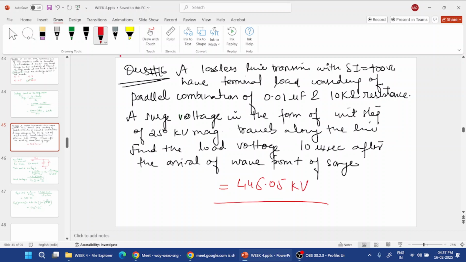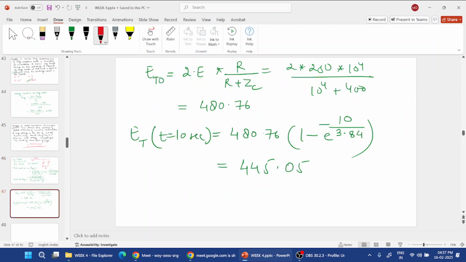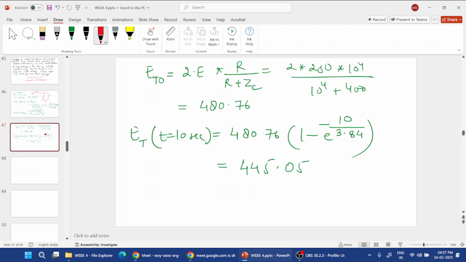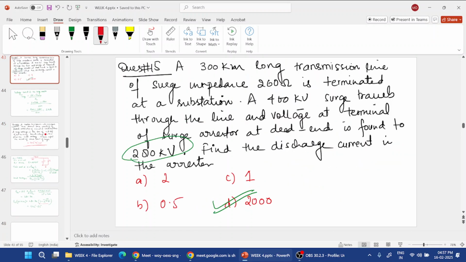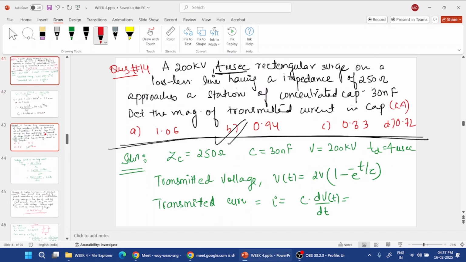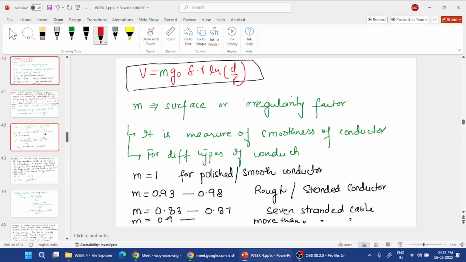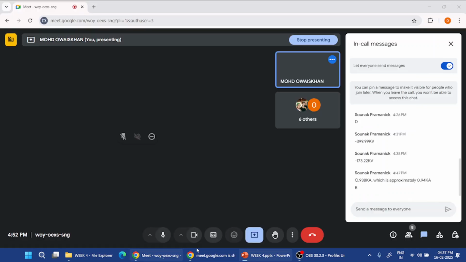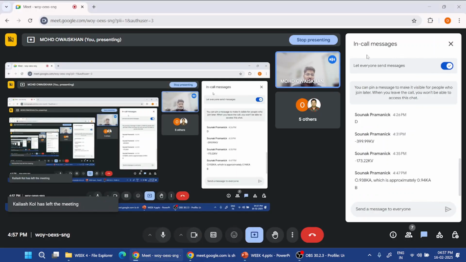So the load voltage after 10 microseconds will be 445.05 kV. Okay, so I hope you have got an idea how to solve these questions, because these are very complex questions, and you should know the various formulas, like how we calculate the load voltage or the various discharge currents. With this, I end today's session. If you have any question, you can ask. These notes and solutions will be provided to you.